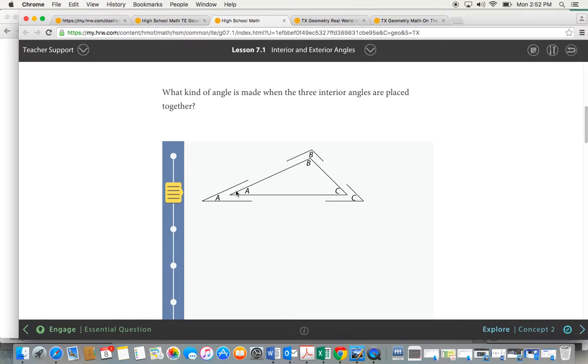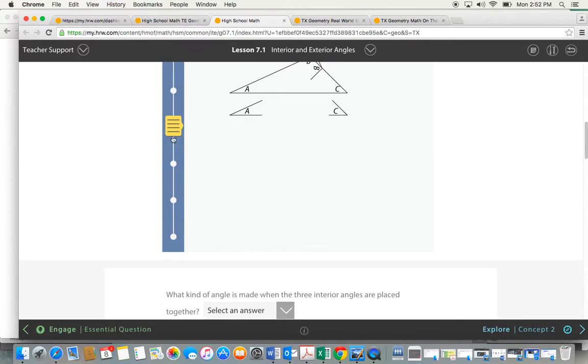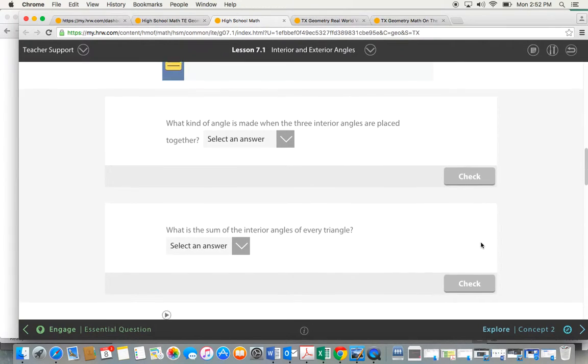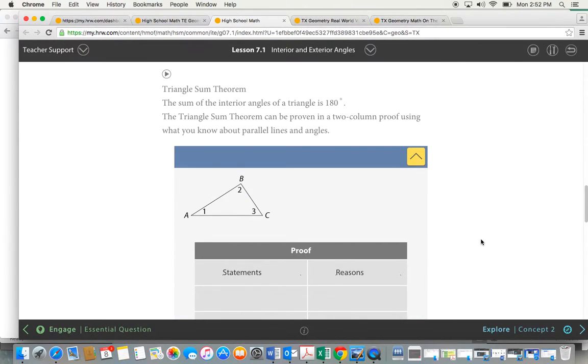Here's an explanation for them to look at. You could have them do this with a piece of paper by cutting up the corners of the triangles and reassembling them. And then towards the bottom here, there's an opportunity for them to prove the triangle sum theorem.